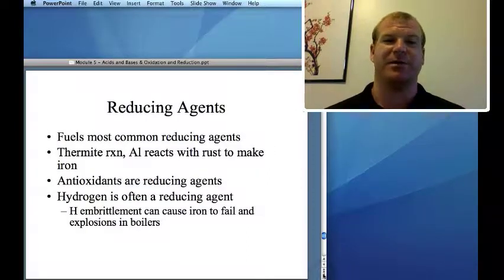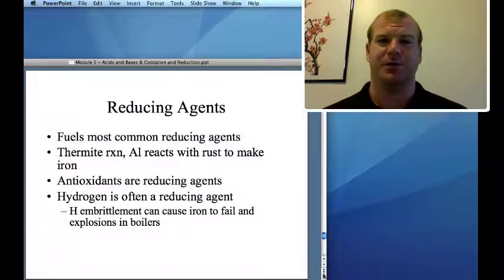Reducing agents, what are the most common reducing agents? Fuel. Anything that's a fuel is a reducing agent. So that includes gasoline, wood, and sugar that fuels our bodies. So those are all reducing agents. And we'll talk about the thermite reaction later. That's an interesting one. Aluminum is the reducing agent.